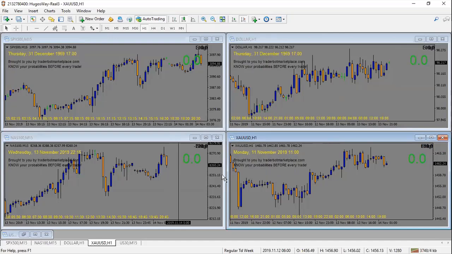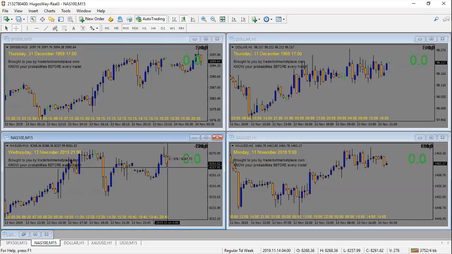Okay, you see, even the candles look exactly the same. So it's just the amount of pips that it happens. It might look the same size.